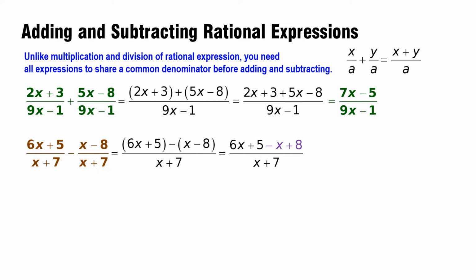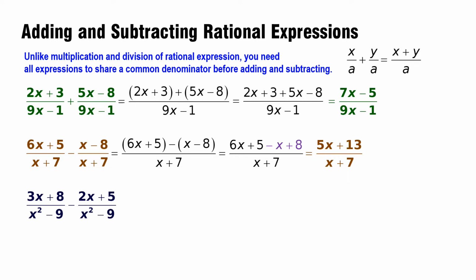If you do that, you would realize that your numerator is now 6x plus 5 minus x plus 8. And when we combine those like terms, we will get 5x plus 13 all over x plus 7. Let's practice one more subtraction problem in which our rational expressions already share a common denominator. When we rewrite it as one fraction, I highly recommend you put parentheses around the first numerator, then put your subtraction symbol, and then write parentheses around the second numerator, so that it helps you remember that you need to distribute the negative not only to the 2x, but also to the positive 5.